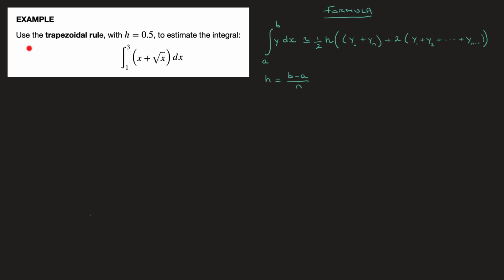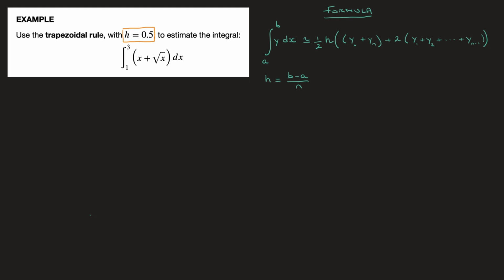Here we're told use the trapezoidal rule with h equal to 0.5 to estimate the integral, which we're given here. That's the integral from 1 to 3 of x plus the square root of x. Now before we get into the depth of things, let me quickly point out that in this question we are given the step size h. Indeed, we're clearly told h is equal to 0.5. And to be honest, that's what happens most frequently in exams.